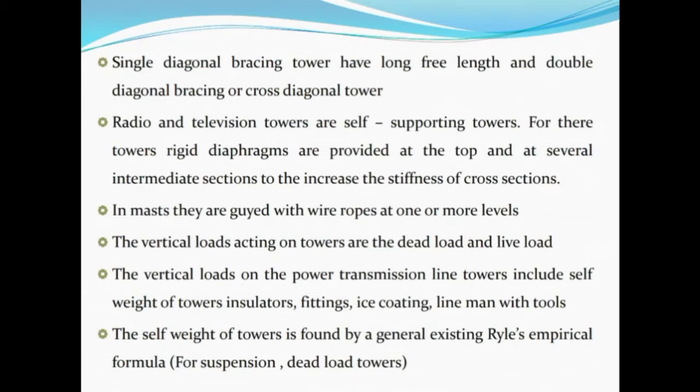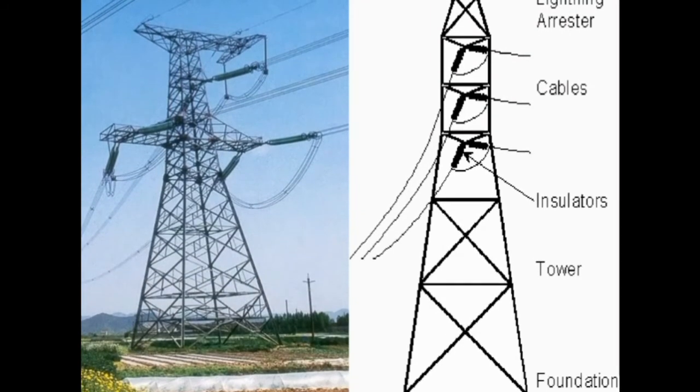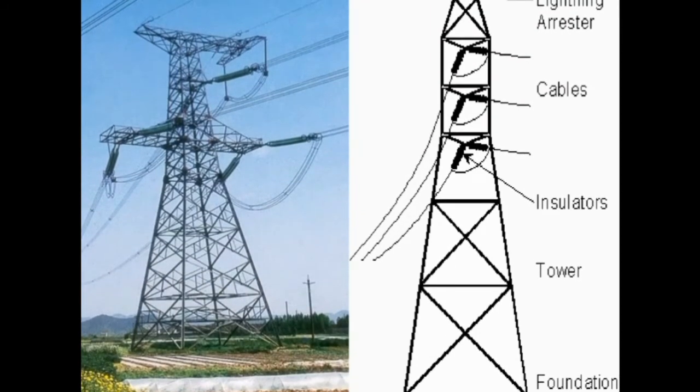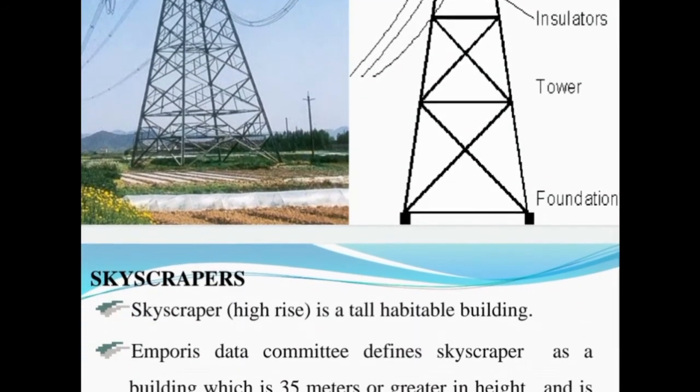The vertical loads acting on the towers are the dead load and the live load. The loads on the power transmission line include the self-weight of the tower, its fittings, ice coatings, the lineman with tools, etc. The self-weight can be found by using a general formula, Ryle's empirical formula, for suspension as well as dead load towers. This is the pictorial representation of the transmission towers which we see in day-to-day life. So this is the transmission tower.